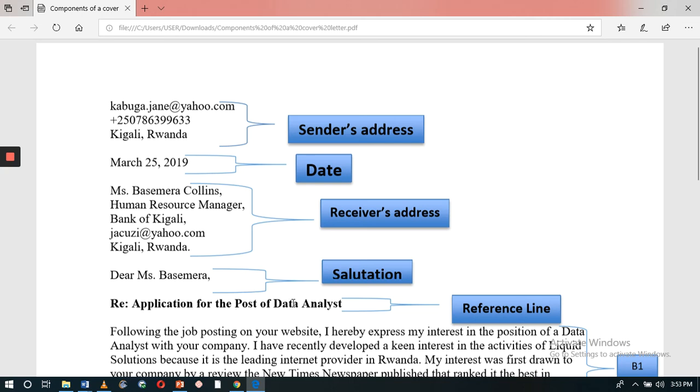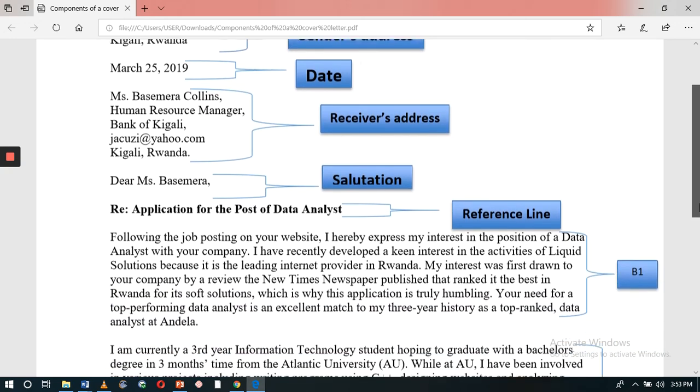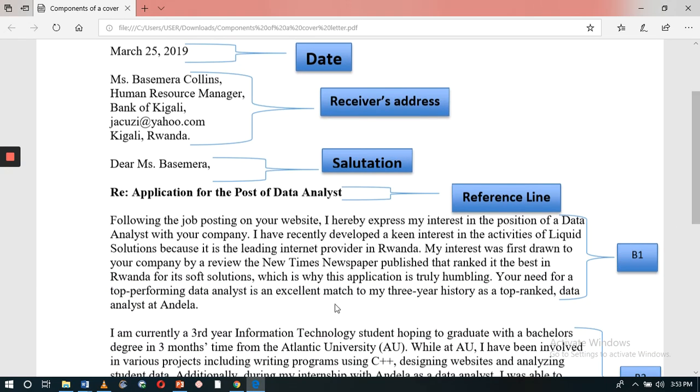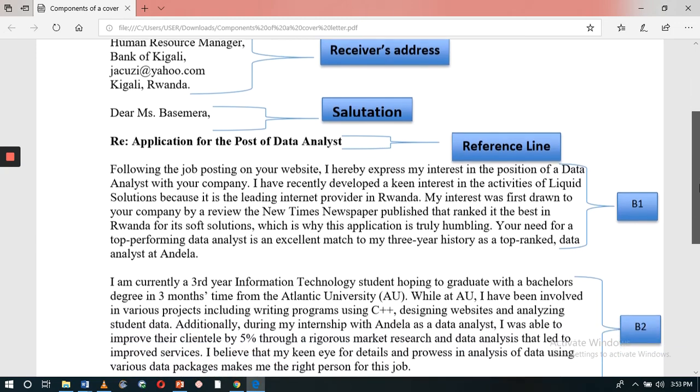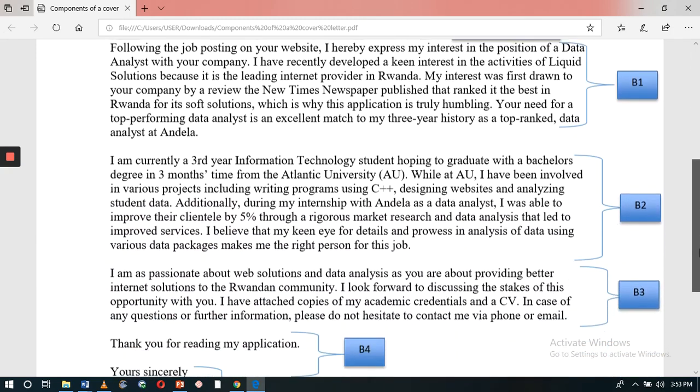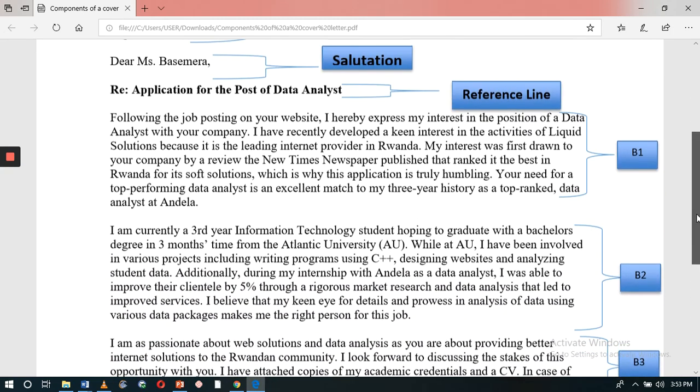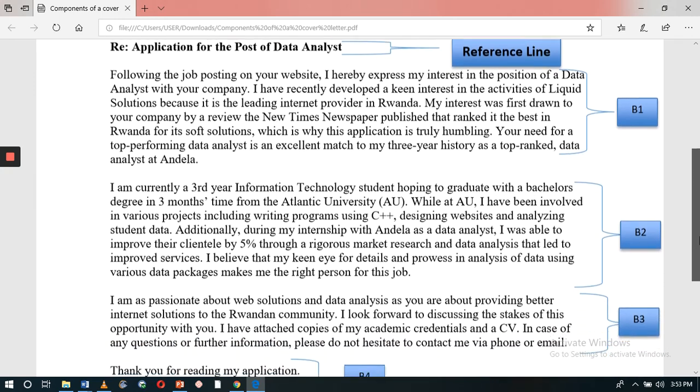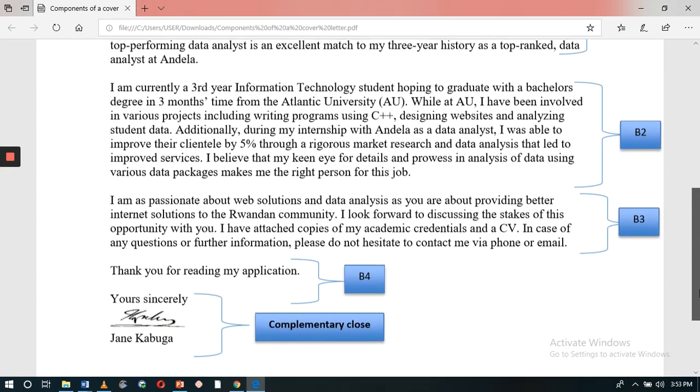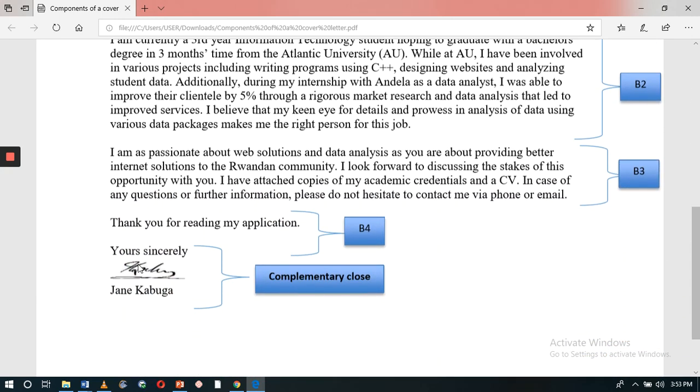Application for the post of, and then you put the post, or application for the position of. I have also seen some samples where they only put the position, like data analyst. And then the body paragraph. So we are going to look at the components of the body paragraph. So after the body paragraph, you put the complementary clause.